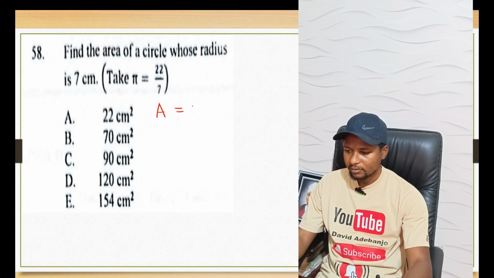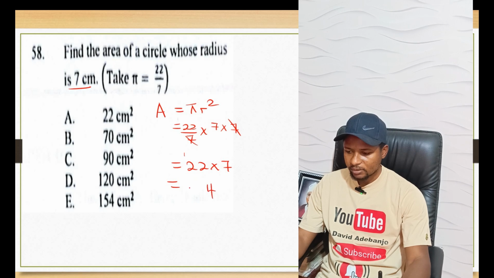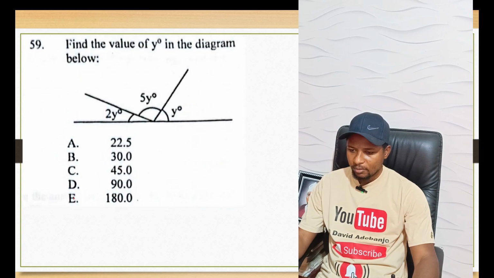Area is pi r squared. So pi is 22 over 7, and we have to take radius as 7. But you have radius squared here, meaning radius times radius. So cancel this, and you have 22 times 7 equal to 7 times 2, 14. Carry 1. 7 times 14 plus 1, that's 15. And that's option E. Moving on to 59.